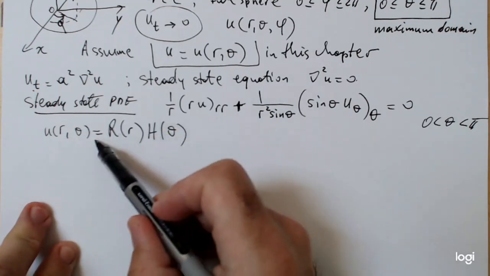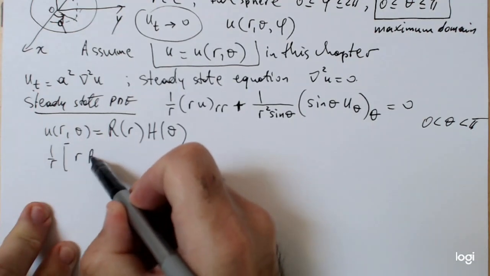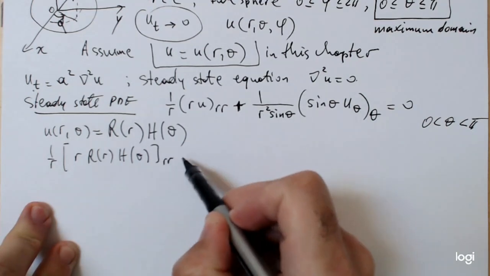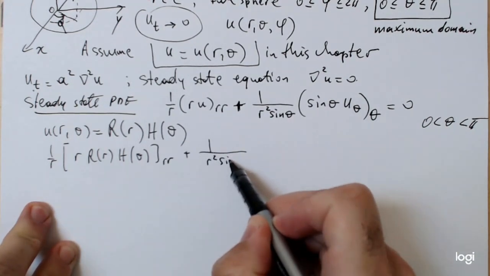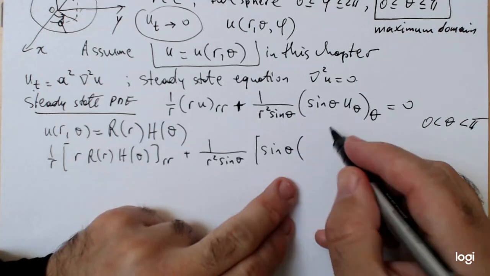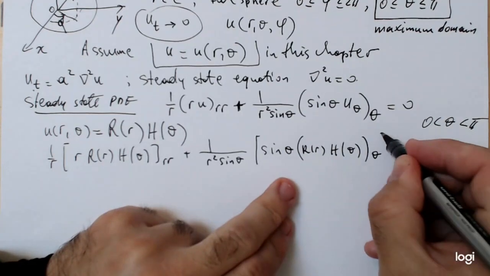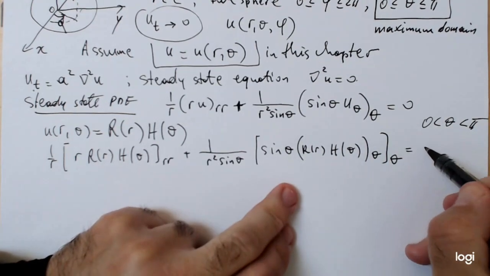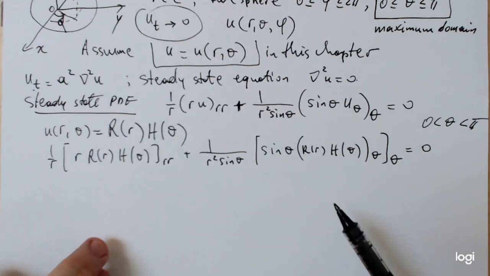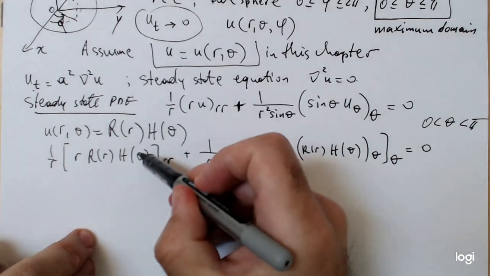Yeah, let's plug in this format for u. So my equation now becomes 1 over r, little r, big R of little r, h of theta, and we're going to do partial r on the outside. And then sine of theta, here I'm going to have partial theta of big R times h. And then again, partial theta, what's left. So what I'm going to do on the next step, I'm going to replace partials with prime notation when there is no risk of confusion. So let me illustrate what I'm talking about here.